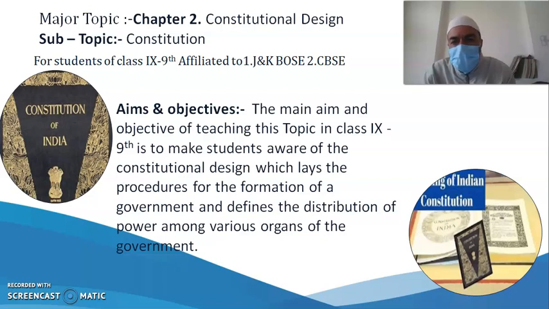Aims and objectives. The main aim and objective of teaching this topic in class 9th is to make students aware of the constitutional design, which lays down the procedures for the formation of a government and defines the distribution of power among various organs of the government.